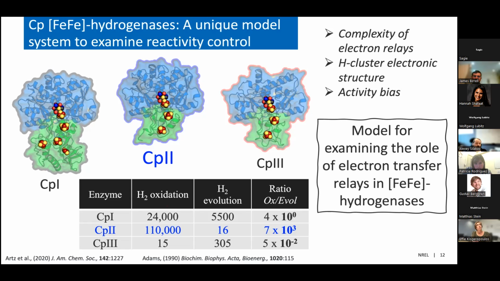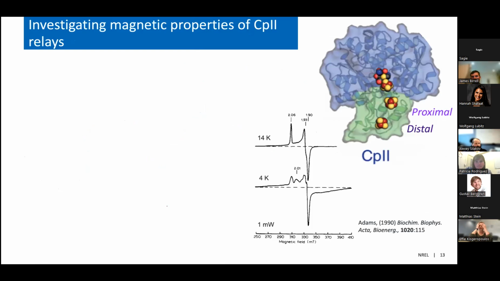And so we really want to focus in on looking at the CP2 hydrogenase as a model for examining what role the electron relays might play in electron transfer and perhaps in the directionality that we see in CP2. So there's been work done on CP2 already. There's a really great body of work that was begun in the 70s and 80s and into the 90s a bit, spearheaded by Mike Adams.